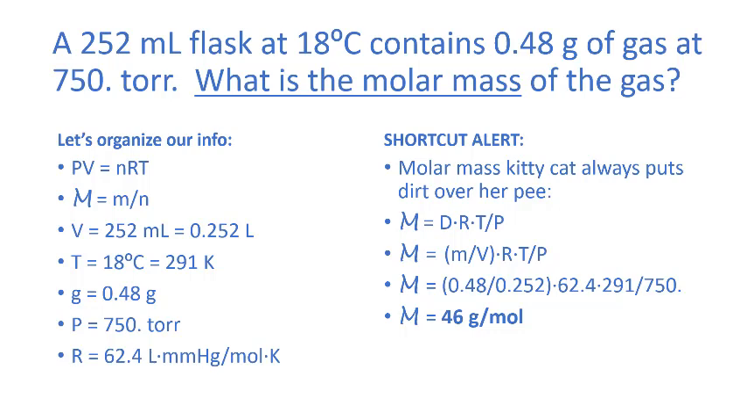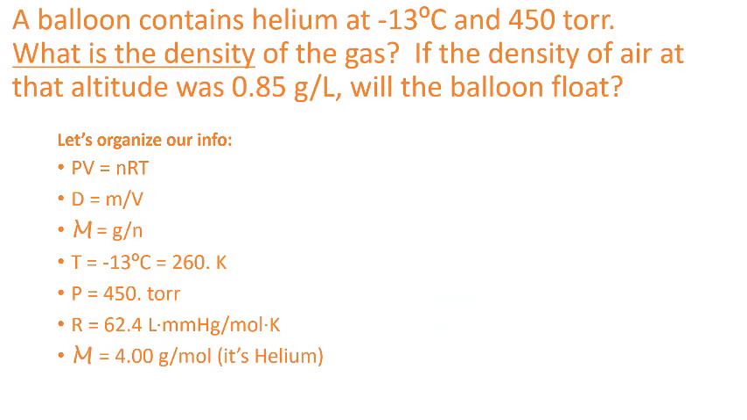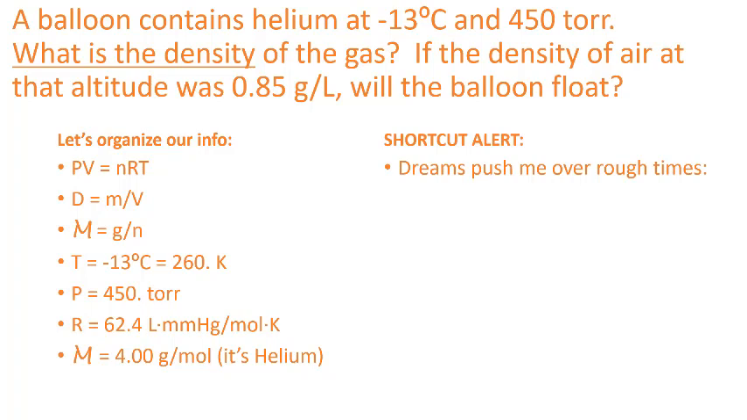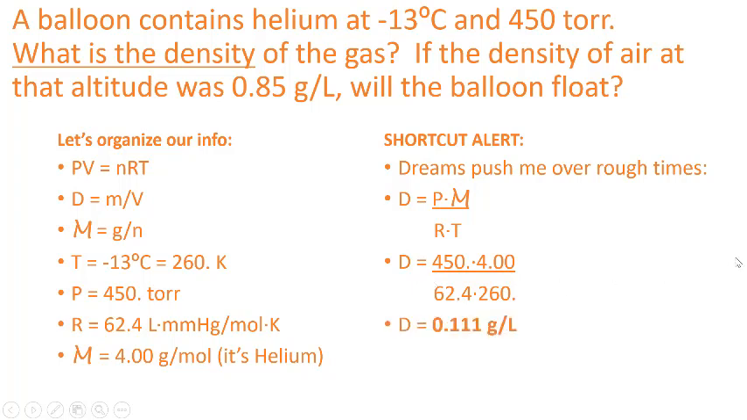What about the other problem? Shortcut, dreams push me over rough times. Dreams, D equals PM over RT. 450 times 4 divided by, if you're plugging into your calculator in one step, you need the parentheses when you get right here. 62.4 times 260, density is 0.111 grams per liter.